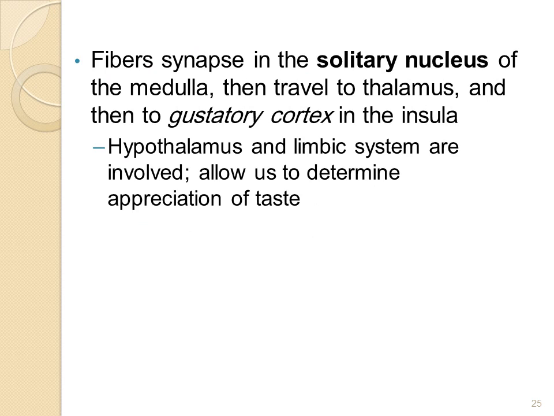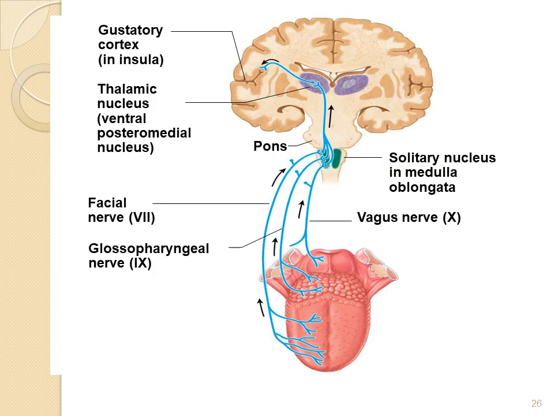Fibers synapse in the solitary nucleus of the medulla, then travel to the thalamus, and then to the gustatory cortex in the insula. The hypothalamus and limbic system are also involved in determining appreciation of the taste. You can see in this picture how the physiology of taste works and how the signal reaches the brain.